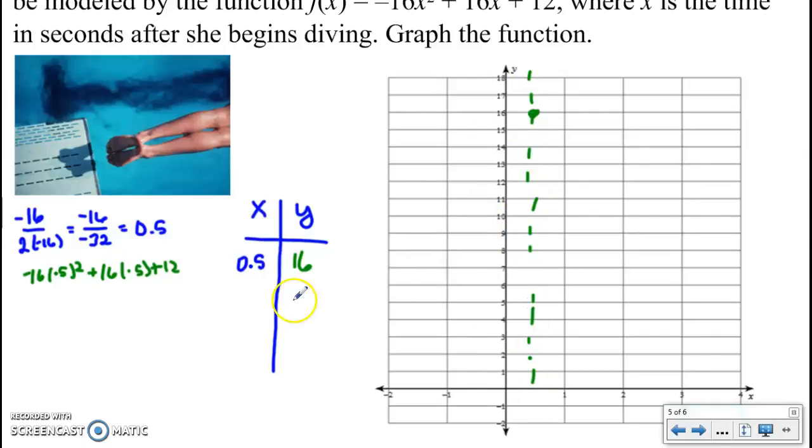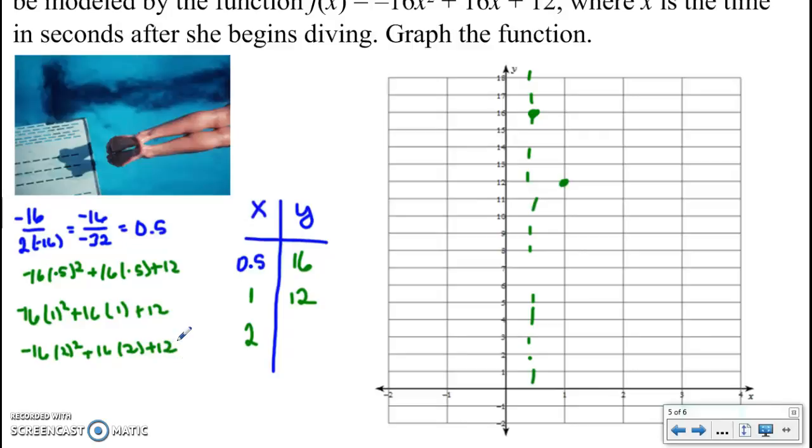Okay, now, I don't want you to use decimals for the rest of them because it's easier to use whole numbers. So I'm going to try 1 and 2 and plug those in and see what happens. If I plug in 1, I get negative 16 times 1 squared plus 16 times 1 plus 12. When I plug this in my calculator, I get 12 for an answer. So I have the point 1, 12 here. And then when I plug in 2, we actually get a negative. So negative 16 times 4 plus 16 times 2 plus 12 gives us negative 20.